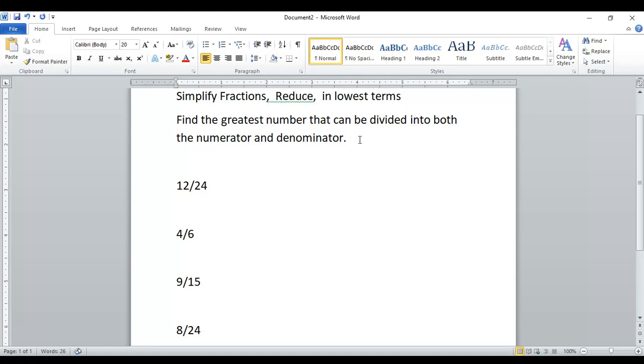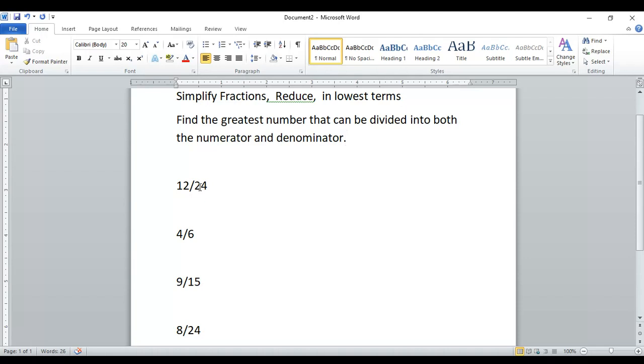It is like working with your brother or sister when you were a kid. Your mom had to treat you exactly the same, or you would fight. So when we are reducing or simplifying, we are going to divide by the exact same number. We want to look for the greatest number that can go into both 12 and 24. Can you think of the greatest number that would go into both 12 and 24?